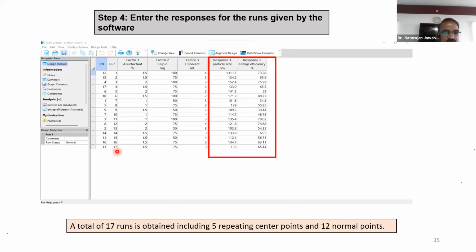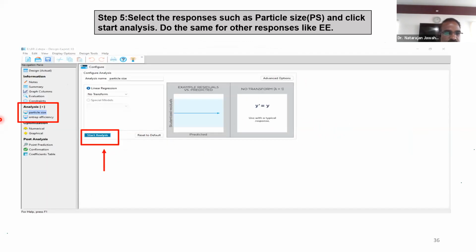17 runs it gives. So these are the combination of the formula, and these are the response. After making the formulation, I have to go and characterize the particle size and entrapment efficiency, and then I have to enter it here, and then go to the next step, analyze. Select the response such as particle size and click start analyze. So in analysis, I am selecting particle size and clicking.